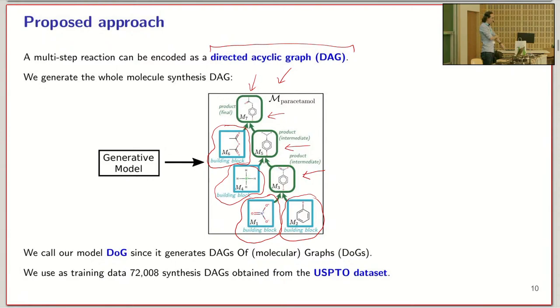This is a directed acyclic graph, and each node in the graph is a molecular graph on its own. So our model is going to generate these directed acyclic graphs of molecular graphs, and we call them DAGs, and that's why we call our model DoG. It's just a fancy name.